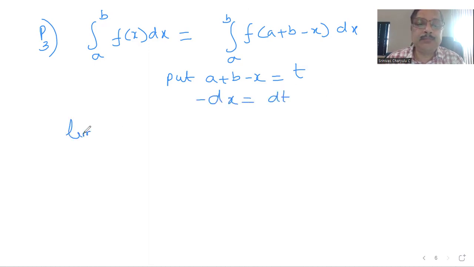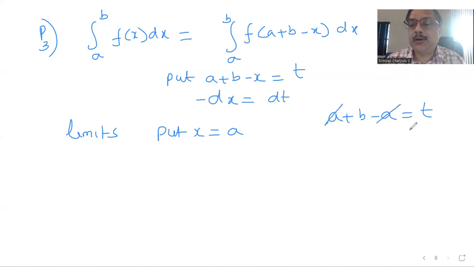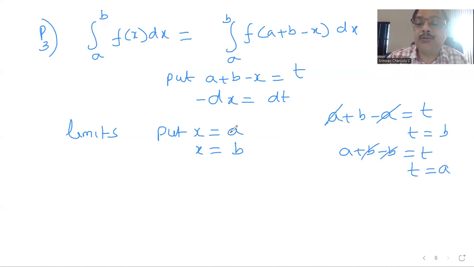Then what about limits? Put x is equal to the lower limit, put x is equal to a. Then what will happen? A plus b minus a is equal to t, cancel, so t is equal to b. Then put x is equal to b, and a plus b minus b, b and b cancel, so t is equal to a. So when you have put x is equal to a, you got lower limit b. That means let us rewrite this sum.